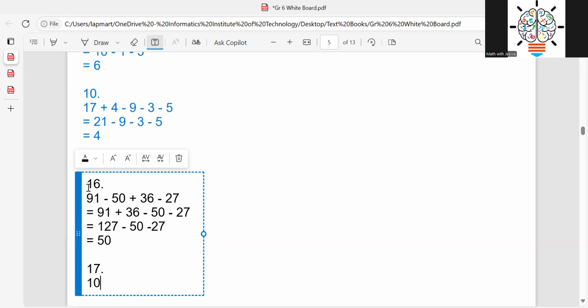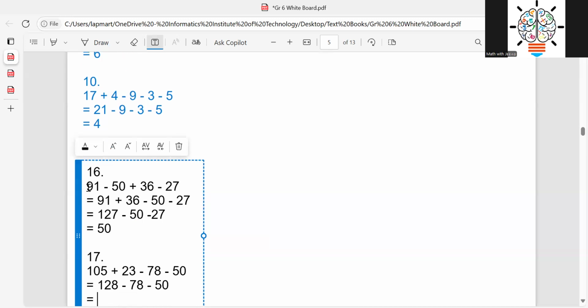17, we do have 105. Then we have 23. So then we have 78 and 50. Here we don't want to rearrange because the question itself has given the positives and negatives closer. 105 and 23, when I add them together, 128. From that, I want to deduct 78 and 50, right? So from 128, you deduct 78 and you deduct 50, it gives me 0, right?